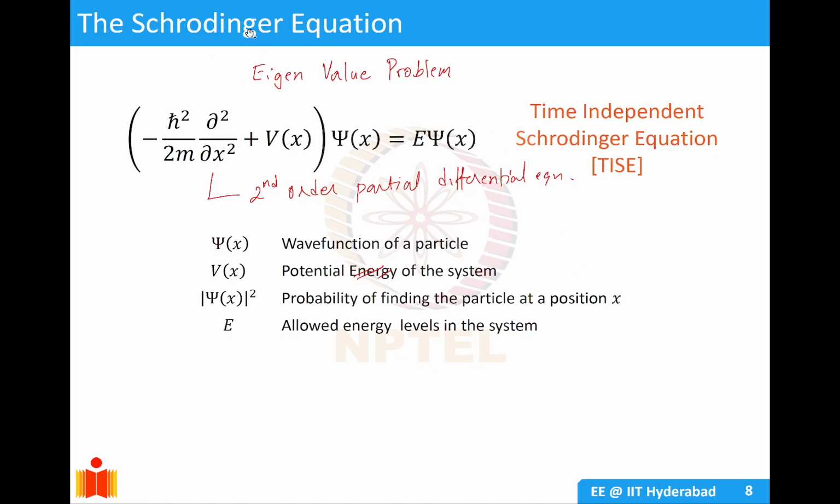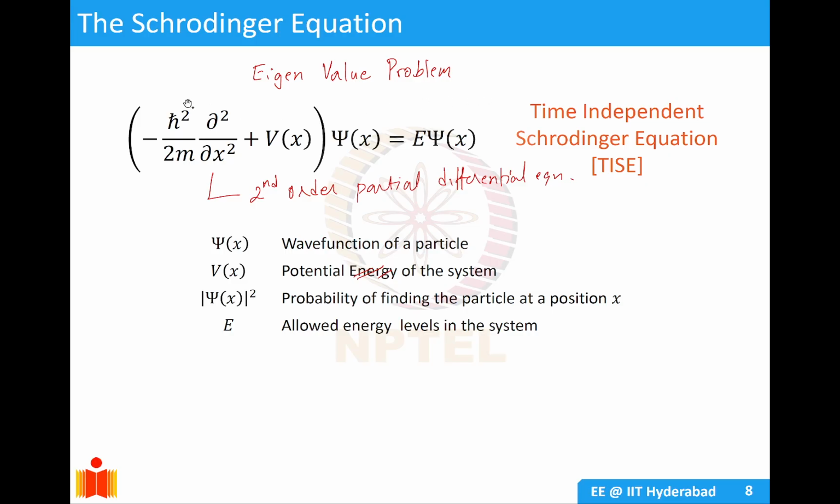So now we come to the Schrodinger equation. So this equation we have just seen. This is the kinetic energy part, minus h cross square by 2m del square by del x square. Then this is the potential energy part, V of x, and the total energy is given by E, and you multiply it to psi of x, and the eigenvalues of this give the wave vectors for each energy state.